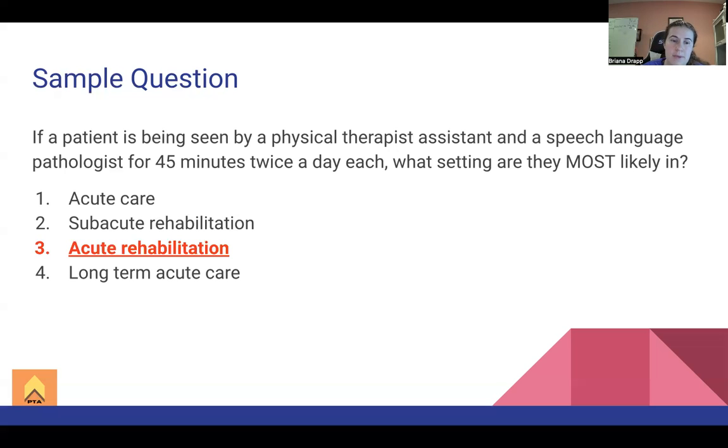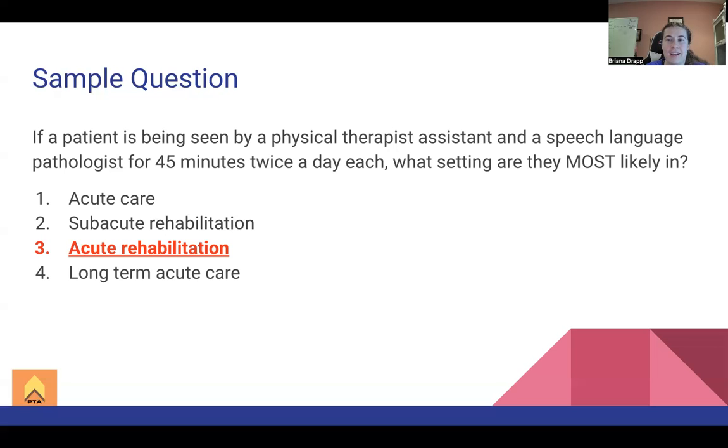They're not going to be seen in acute care. That's only like 20 minutes for that patient, so that's not the setting they're in. Subacute rehabilitation, maybe if they were seen once a day, this would count, but they're not. That's why it's acute rehab, because they're being seen twice a day for 45 minutes each. We're already getting an hour and a half for just one person, but then there's another person doing the same thing again. So there's a lot going on. The patient's getting a lot of therapy.